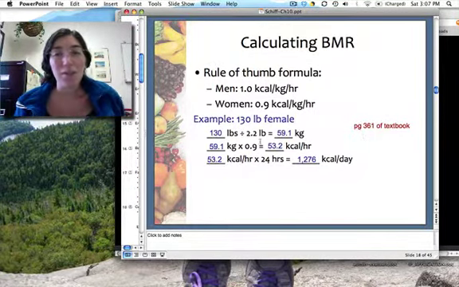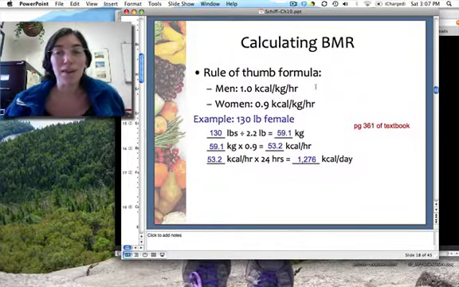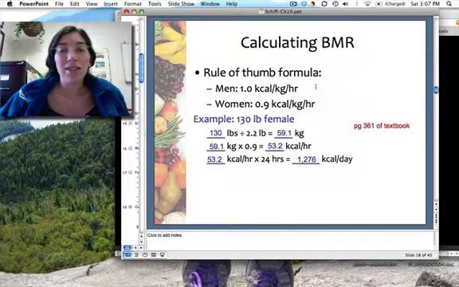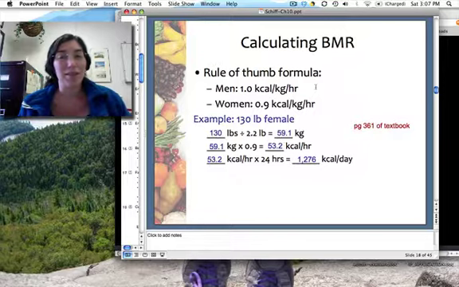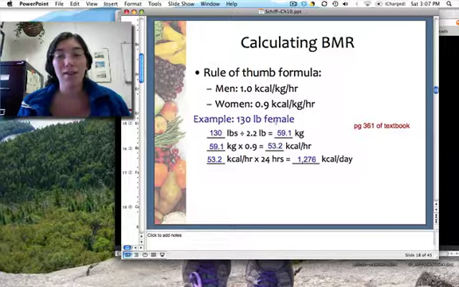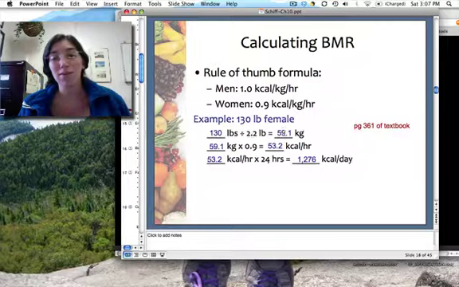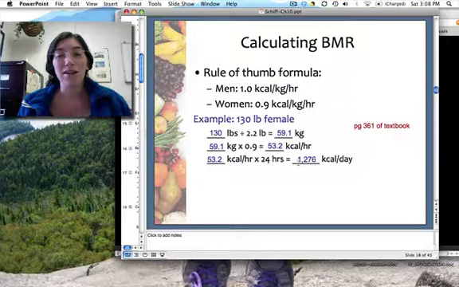It's this easy formula. You can plug in the numbers. Okay, so the rule of thumb is that for men, they need 1 kilocalorie per kilogram per hour, and women need 0.9 kilocalories per kilogram per hour. So I used as an example a 130-pound female and plugged it into the formula that's in the book. Okay, so 130 pounds divided by 2.2, and what we end up with is 1,276 kilocalories per day. For a 130-pound female adult, her BMR would be 1,276 kilocalories a day.